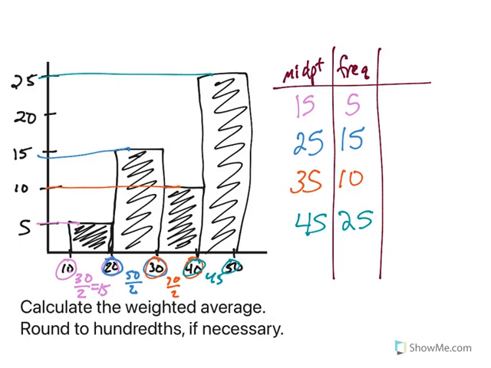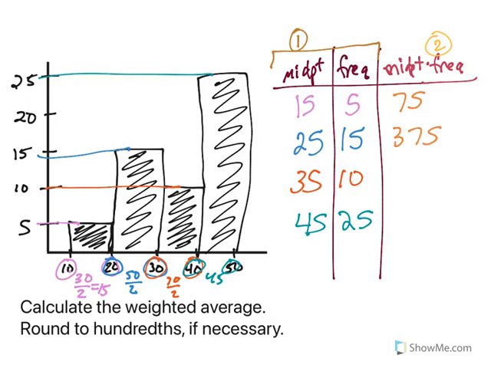Now from here on out, it's exactly the same as a bar graph. So we're going to do the midpoint times the frequency. Step one is find the midpoint and create your table. Step two is multiplying your midpoint times the frequency. So 15 times 5 is 75. 25 times 15 is 375. 35 times 10 is 350. And 45 times 25 is 1125.